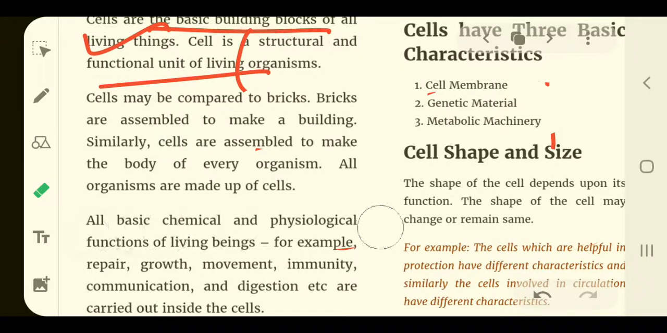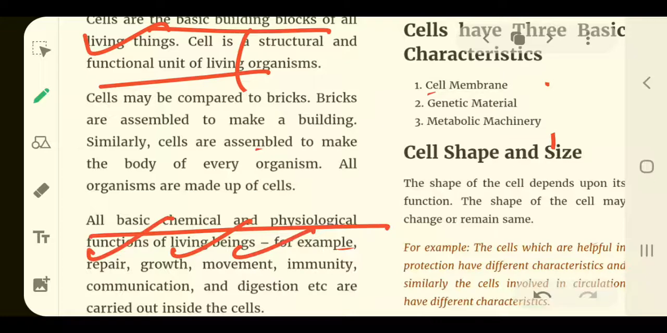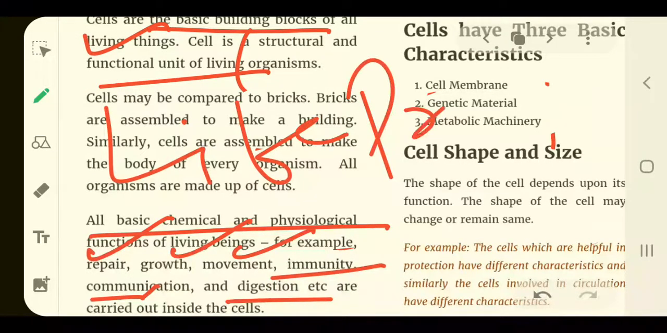Then they say all basic chemical activities in your body, basic chemical and physiological functions such as repair, we all grow, we move, the body immunity. Then the cells do communicate, we also communicate among ourselves, the whole digestive system, they are all carried out inside the cell. So you can see every part of our life processes is performed with the coordination of cells.